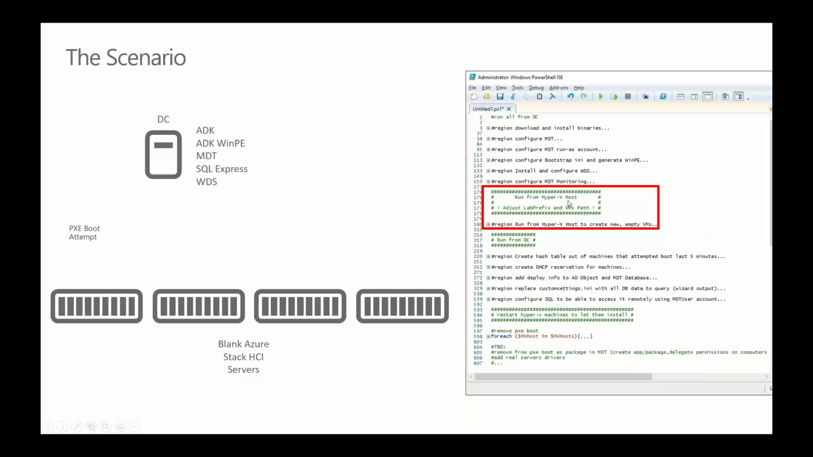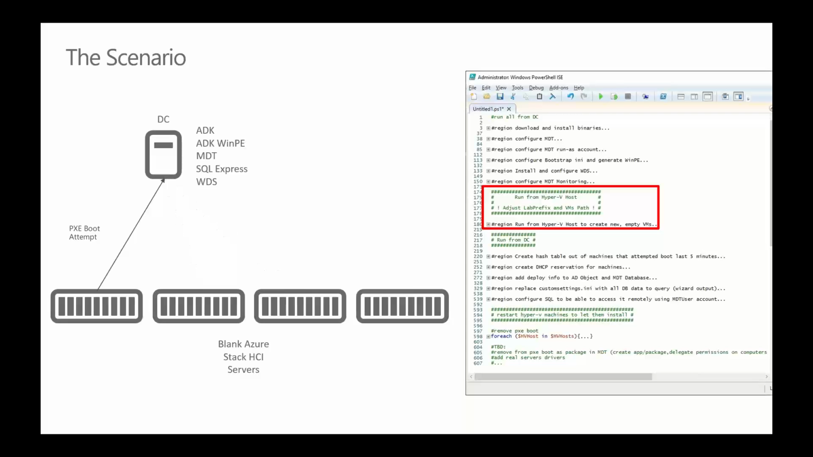And you will run this code from your Hyper-V host, because now we need to create empty or blank VMs, and we will start these machines, and they will attempt to boot from the WDS. But because we configured WDS to not provide the image to unknown machines, these machines will actually appear in the log. So we will go into the log after that and create a hash table out of the information of the machines that booted.